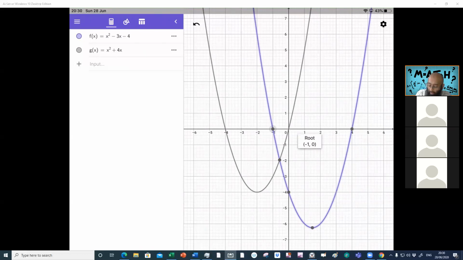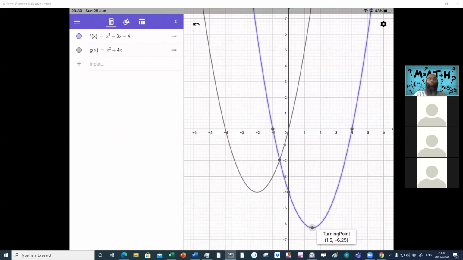Okay, next, what is the turning point of the first graph? 1. I did 1, minus 6. You got 1, minus 6. It definitely has to be 1.5. If you look at it, it can't be 1. It's between 1 and 2.